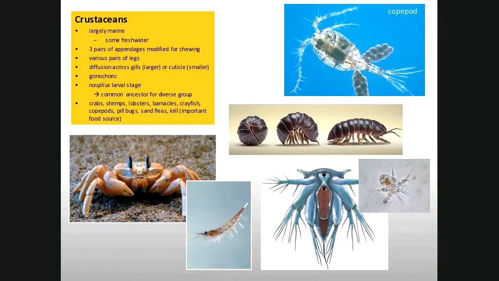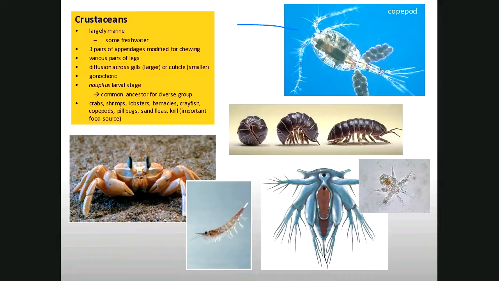Most all crustaceans are marine. There are some freshwater, copepods are freshwater. They have 3 pairs of appendages that have been modified for chewing, and various pairs of legs. Gills, or if you're smaller, you can diffuse across your cuticle. They're gonochoric, so males and females.